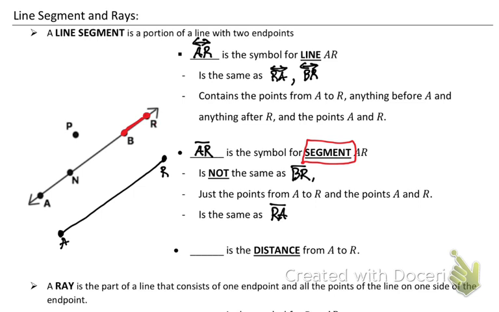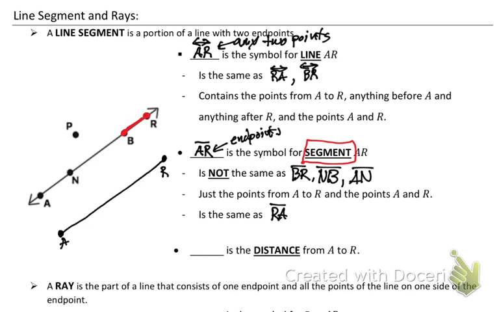It is not the same as, I don't know, NB. It is not the same as AN. When you're using segments, you must use the endpoints. That's key. For lines, you can use any 2 points. But for segments, you have to use the endpoints.